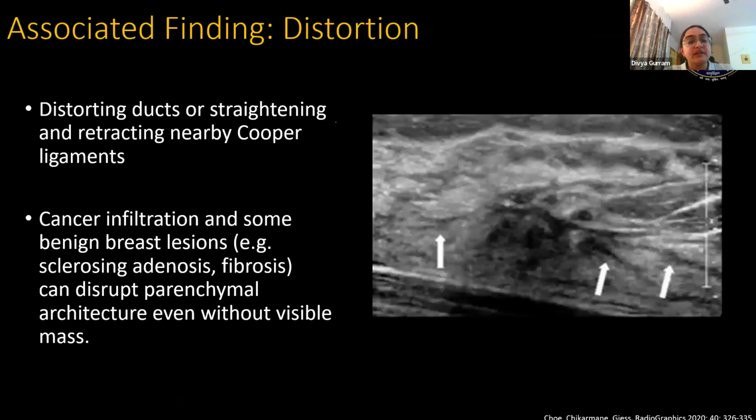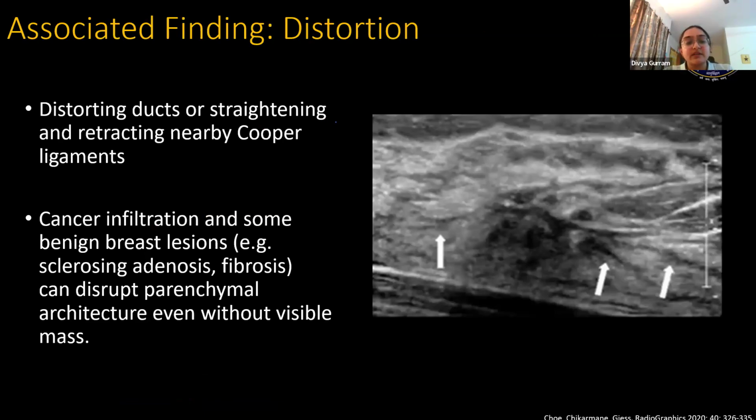Another associated finding that we should consider is distortion. Architectural distortion mainly indicates pathologic changes that are distorting the ducts or straightening and retracting the nearby Cooper ligaments. And this mainly occurs because of cancer infiltrating the adjacent breast parenchyma.